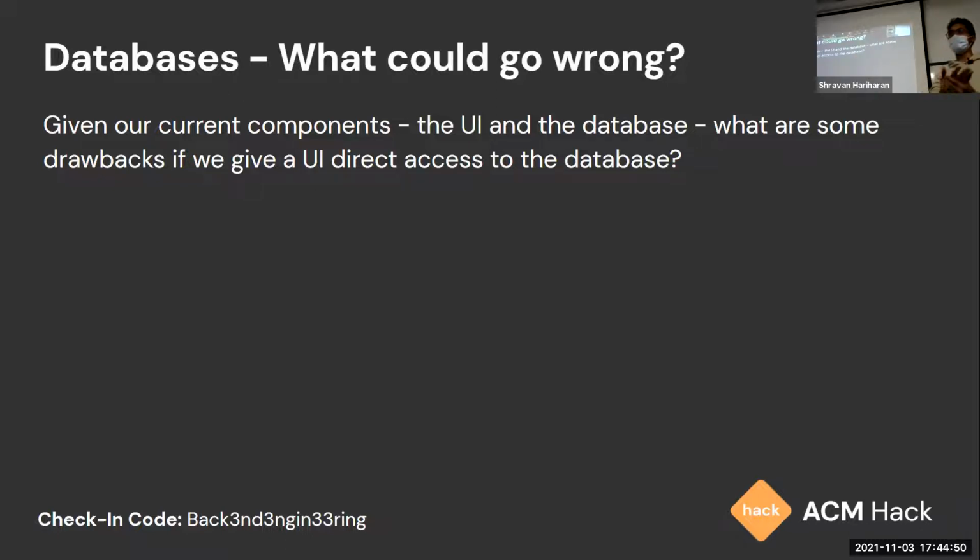That's just the case with ACM. But imagine Amazon, if someone maliciously wrote code in the front end to delete all the orders or all the items that Amazon has, then there's no more Amazon. So that's one thing. Yes, permission. Anyone else have any drawbacks if we just have a UI having direct access to a database? So permissions is one very important thing. Anything else?